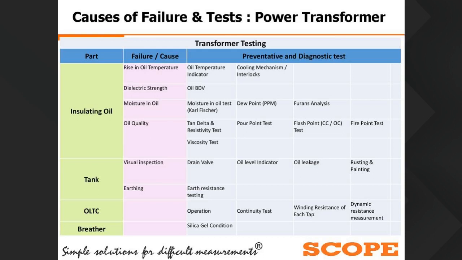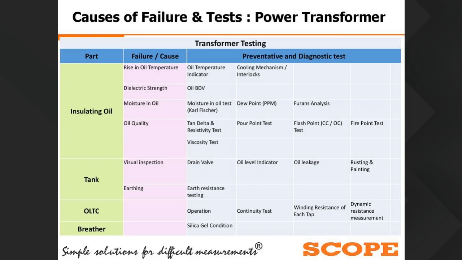Similarly, for OLTC testing, for on-load tap changer healthiness testing, we need to do operation of the OLTC, then check the continuity of the OLTC, then there is the winding resistance of each tap. From the resistance of each tap, we can analyze the condition of the OLTC, and there is one important test that we need to carry out, that is dynamic resistance measurement. We will see what the dynamic resistance test is and how to do it with our instrument in the upcoming slides.